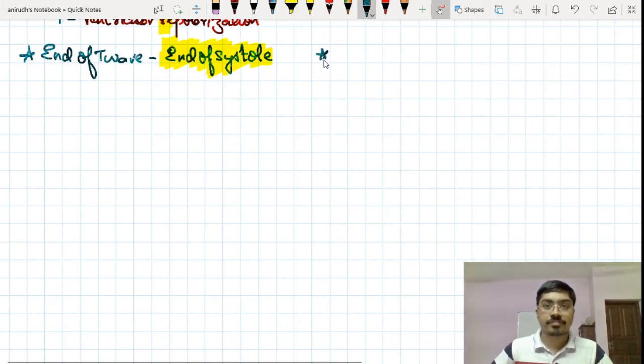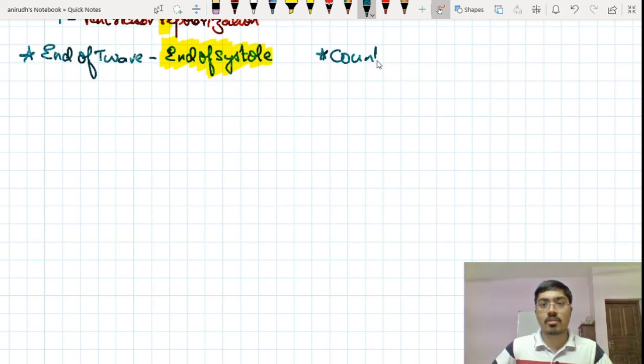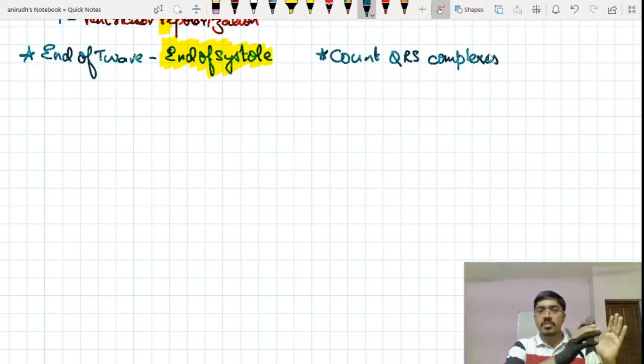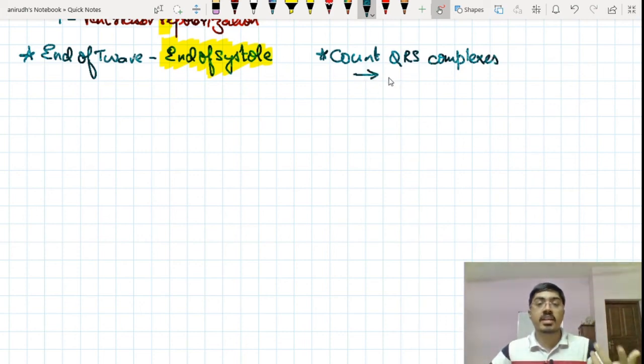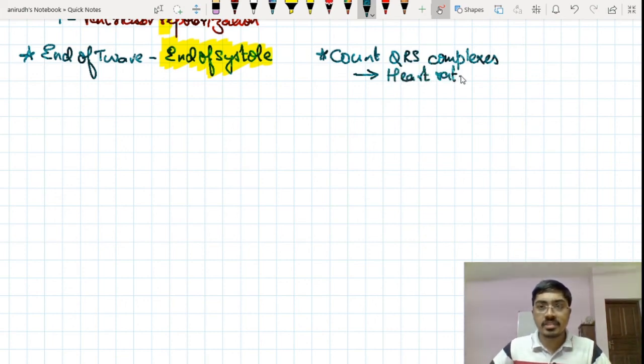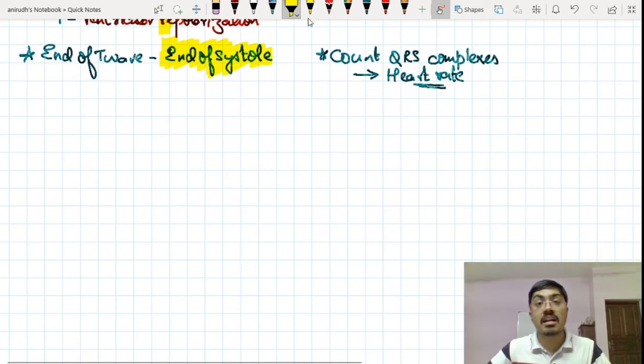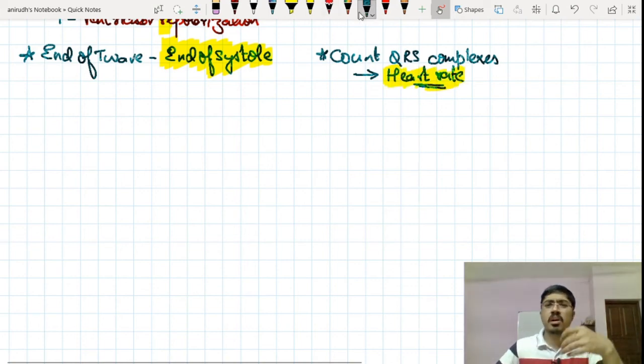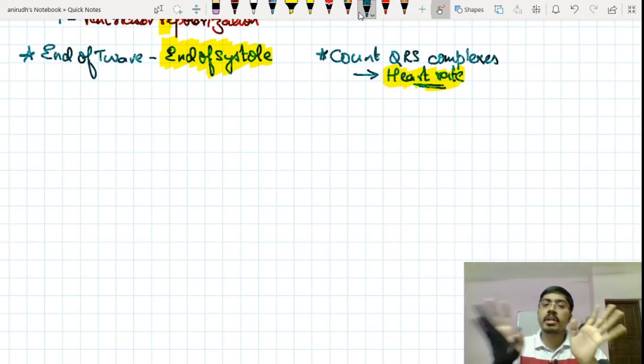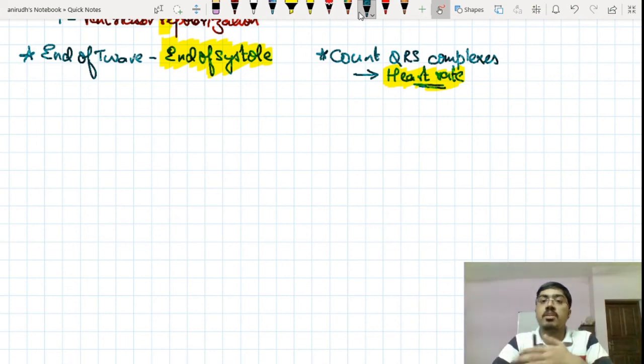Okay, then if you count the QRS complexes, you take an ECG of a person, you will have a lot of QRS complexes. If you count these, you can find out the heart rate of the person. So if you count the QRS complexes, you will get the heart rate of a person. How to find the heart rate by counting, no need to remember that. That is beyond your level.